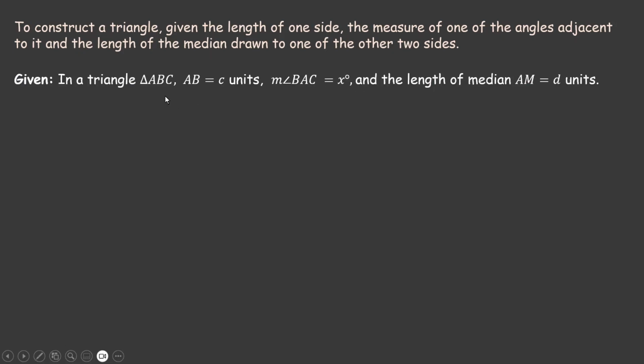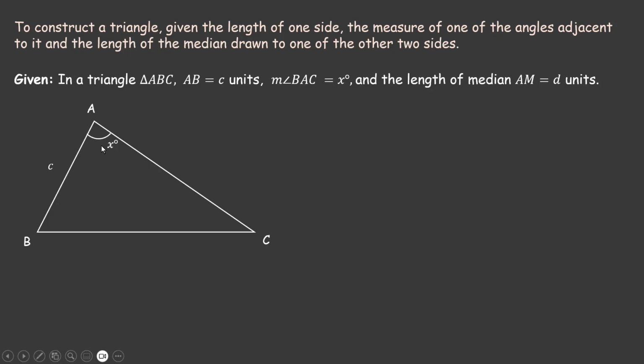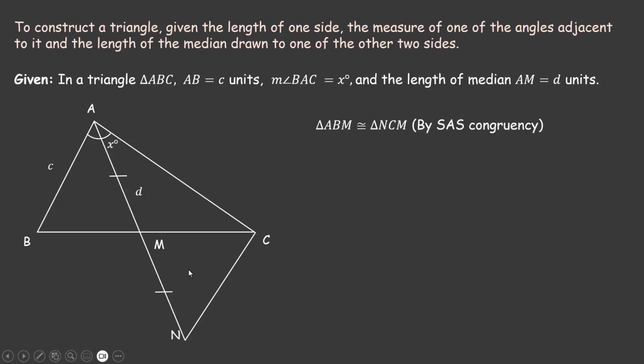So what is given to us is a triangle ABC where AB is C units, angle BAC is X degrees, and the length of median AM is D units. We do not know AC, we do not know the length of BC, and we do not know any other angle. So once again, what we can do is extend AM to AN such that AM is equal to MN, join NC, and now we'll have these two congruent triangles, right?